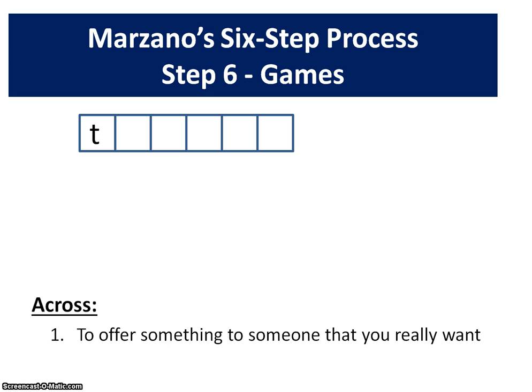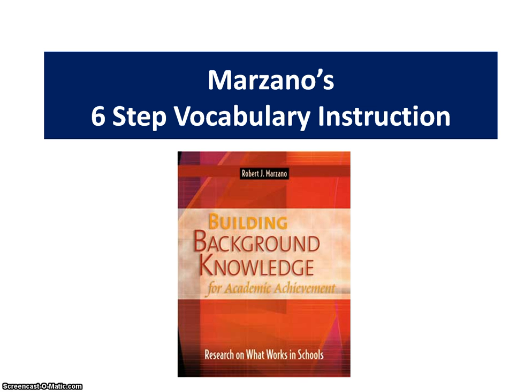Step 6. Involve students in games that enable them to play with terms and reinforce their word knowledge. Here's a simple game. Crossword puzzle. Number 1 across. To offer something to someone that you really want. Taruf. And that's Marzano's six-step vocabulary instruction.